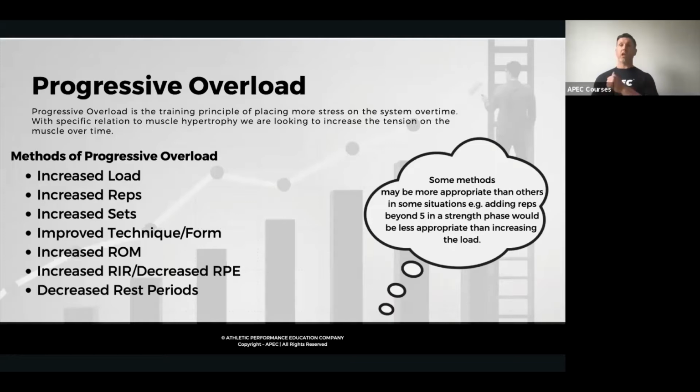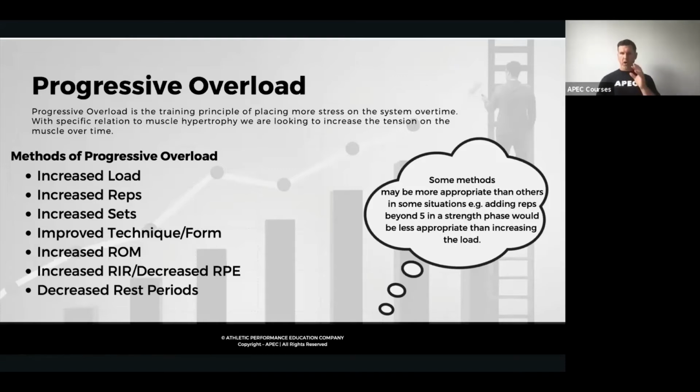We can increase the load lifted, we can increase the reps. If we look at the load first of all, in a bench press, we can go from 100 kilos to 110 kilos. That's increased load. We can increase the rep range: we can go from 10 repetitions on the bench press one week to 12 repetitions the next week. We can increase the number of sets that we're giving to the people that we work with, so we can go from 3 sets to 4 sets. That's progressive overload.